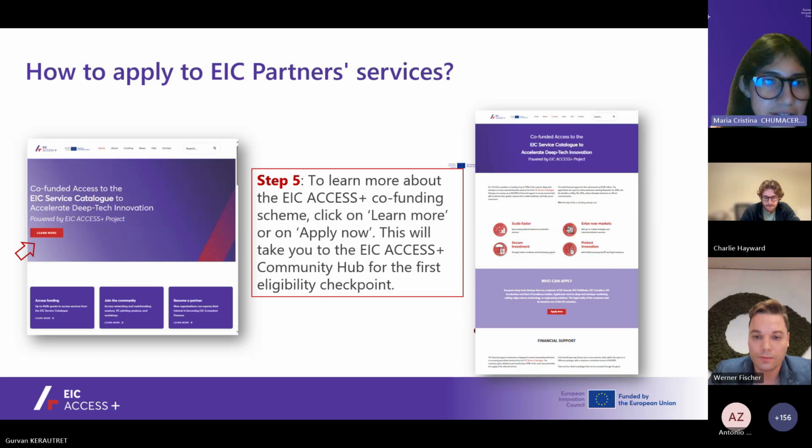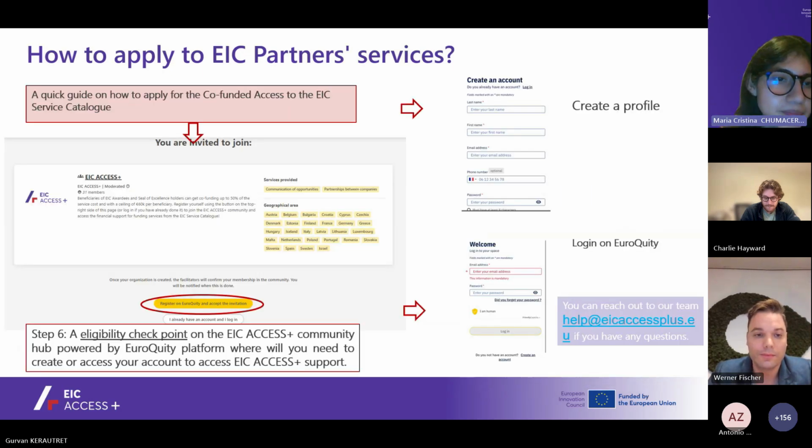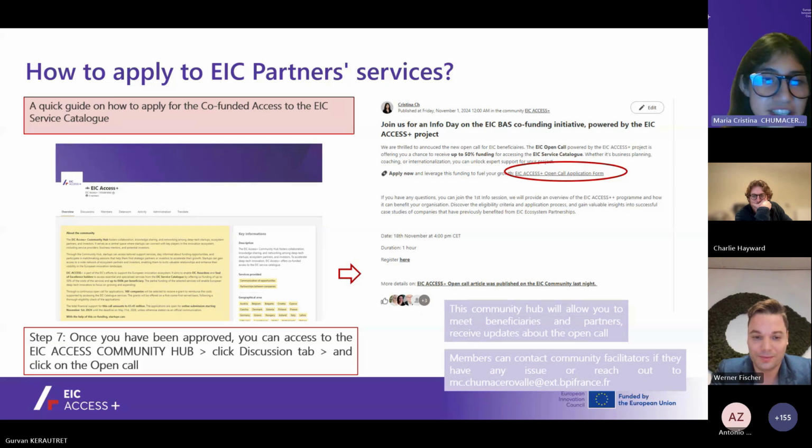So once you get to the EIC ACCESS Plus website, you will have all the information here. You need to scroll down and you will see an option of apply here that will lead you to the community hub. Here, all the EIC ACCESS Plus awardees, the EIC awardees and EIC partners will be gathered in one community where we will try to create more synergies online. So you will need to create your profile, or you need to log in on Euroquity if you have already an account over there. This is for us the first checkpoint to make sure that you are an EIC ACCESS Plus beneficiary, and you will be there.